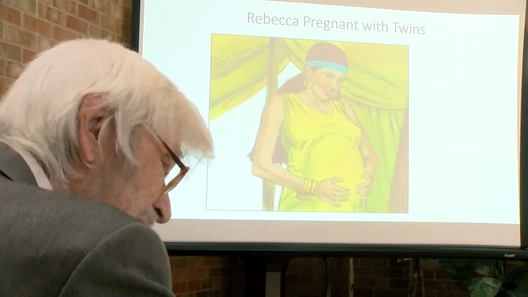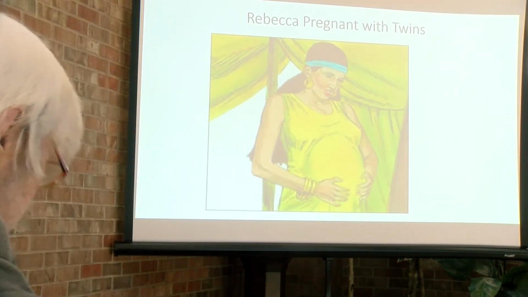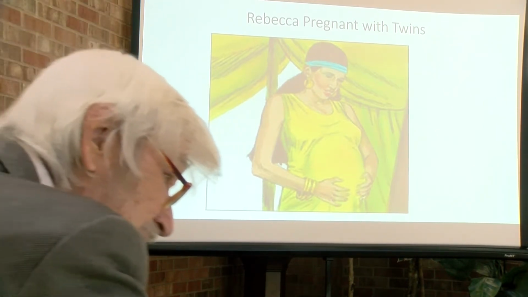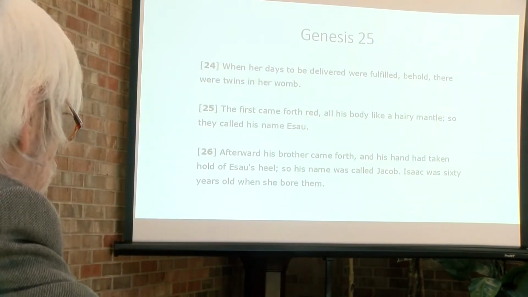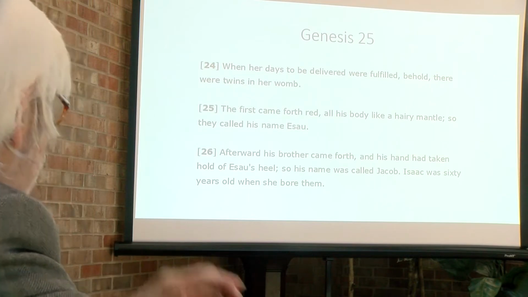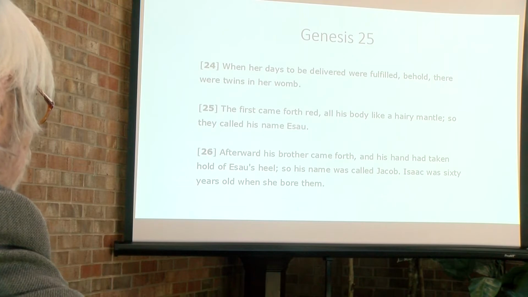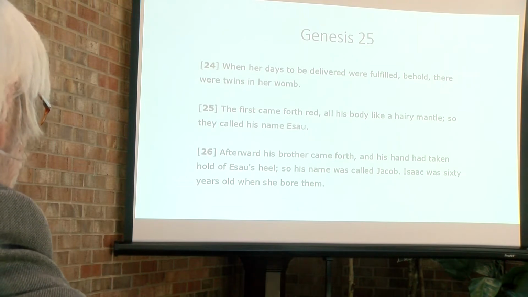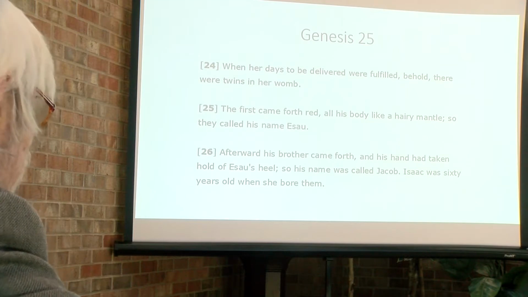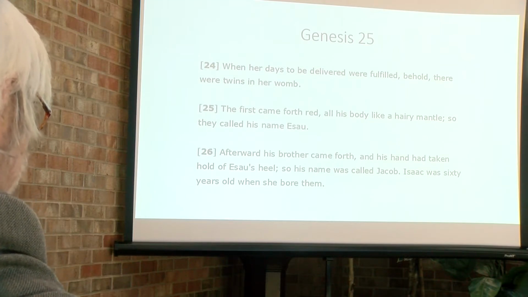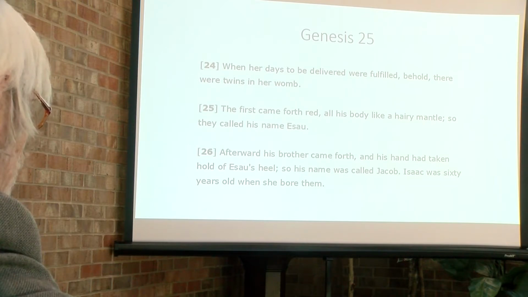And what we have here is a picture of Rebekah during the pregnancy. She was having quite a time of it. And when her days to be delivered were fulfilled, behold, there were twins in her womb. The first came forth red, all his body like a hairy mantle. So they called his name Esau. Afterwards his brother came forth, and his hand had taken hold of Esau's heel. So his name was called Jacob. Isaac was 60 years old when she bore them.